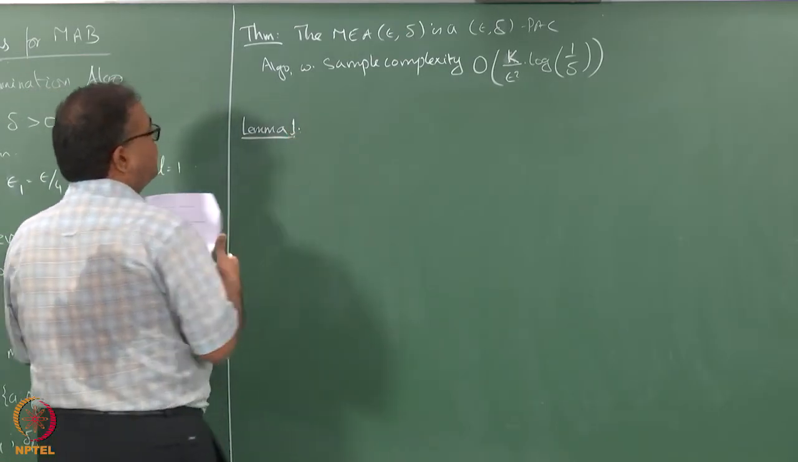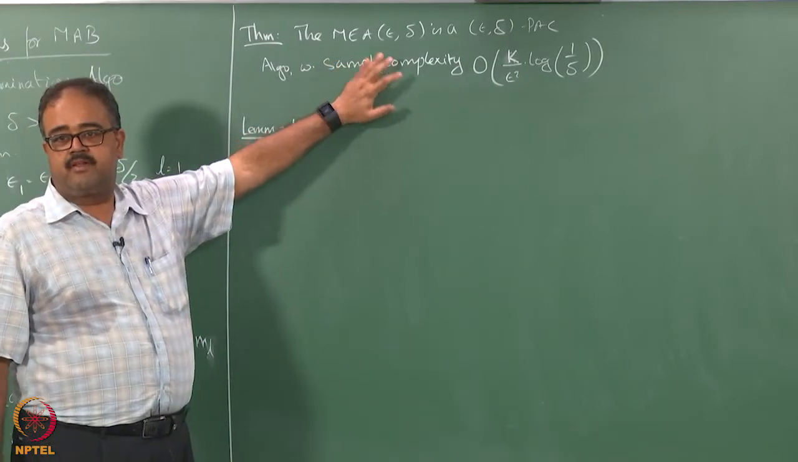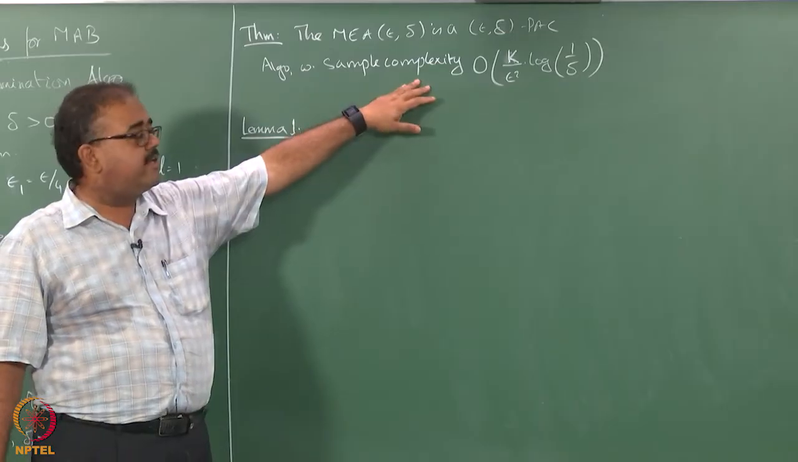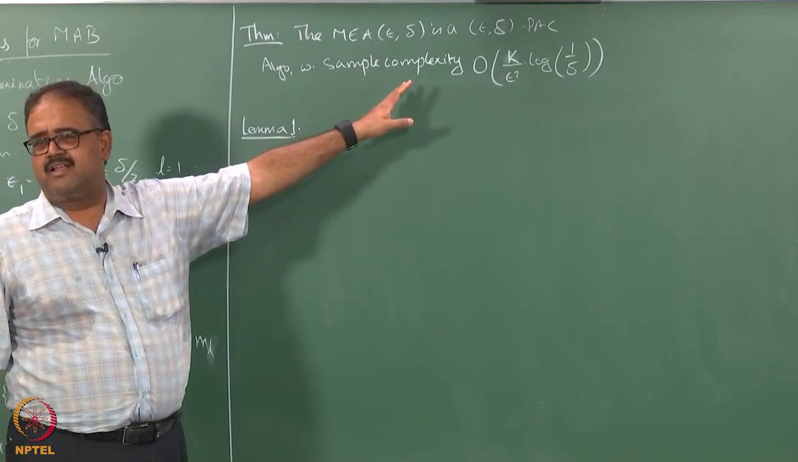So, we will prove this in two parts. The first lemma will help us establish that, okay, and then we will have another result later that will help us establish the sample complexity. The sample complexity is actually trivial, right.